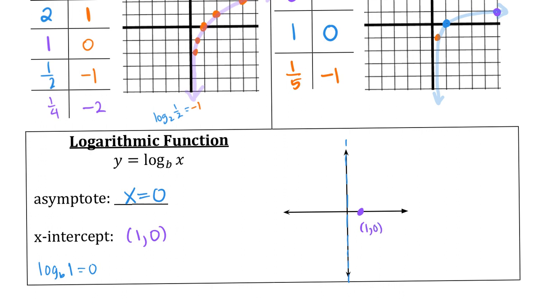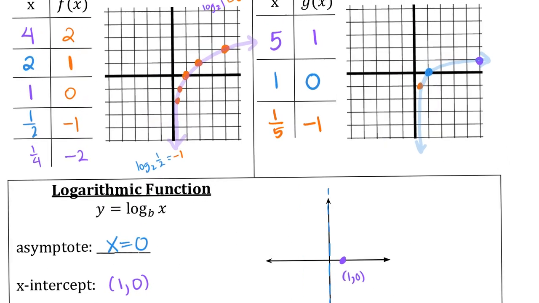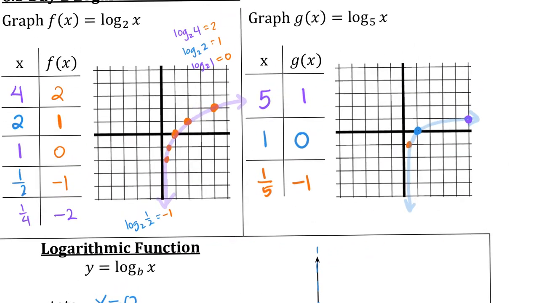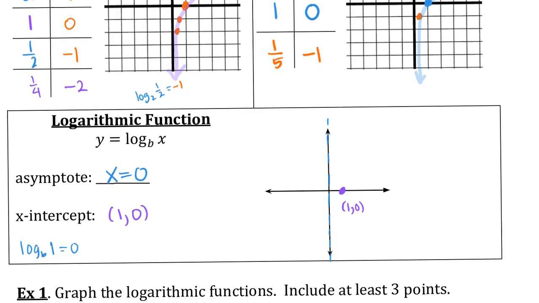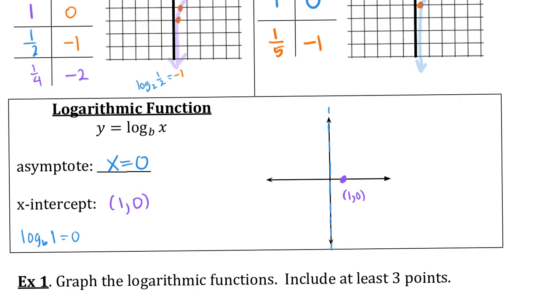Okay, I want to get 2 other good points. When I did the log base 5, I picked 5, because when I do the log base 5 of 5, I get 1. If it's log base b, I'm going to pick whatever the b value is, plug it in, and get the answer of 1. So over here somewhere, I'm going to plot b comma 1. I don't know what the base is, but it's going to go over there.